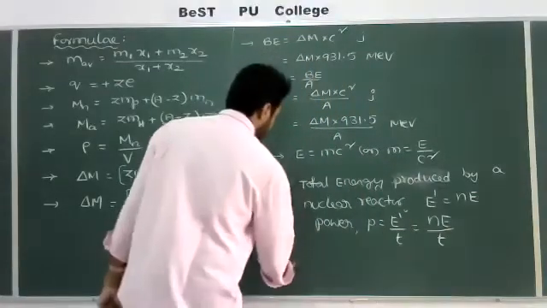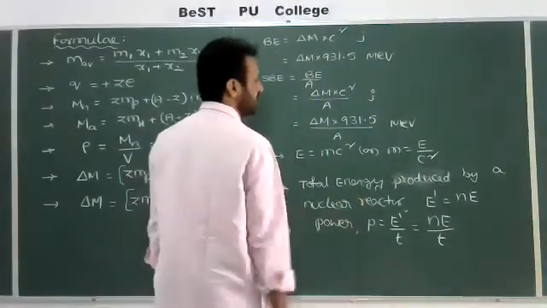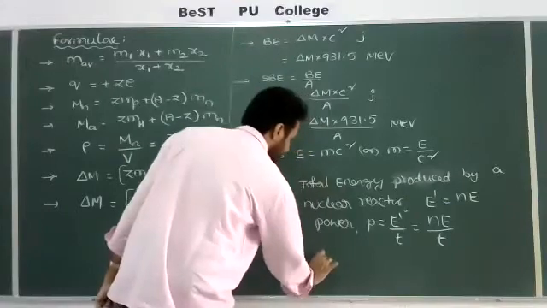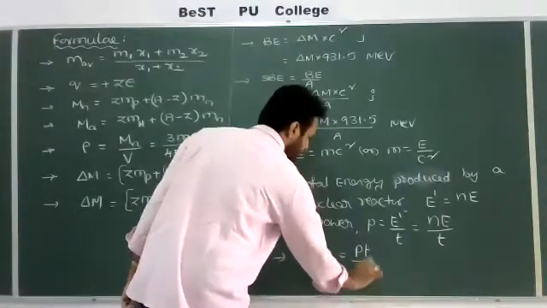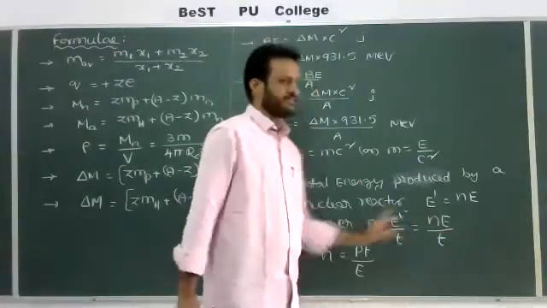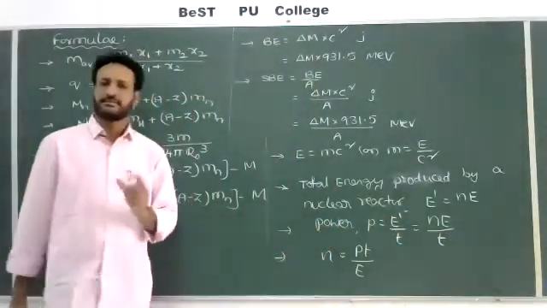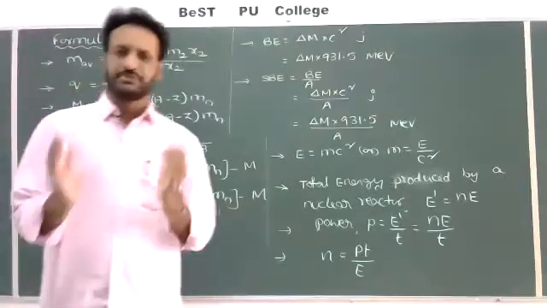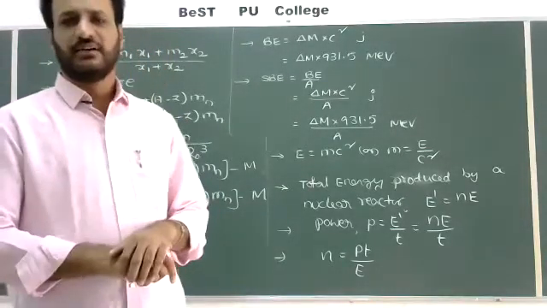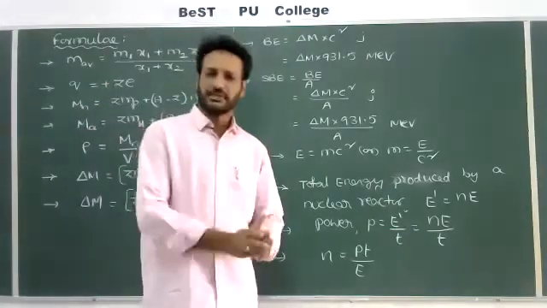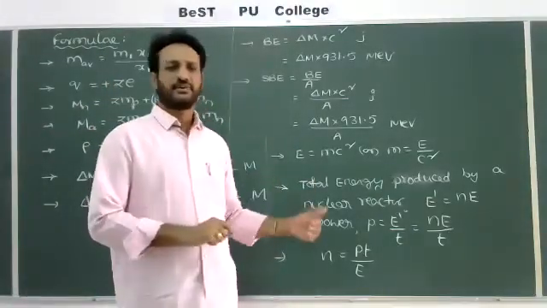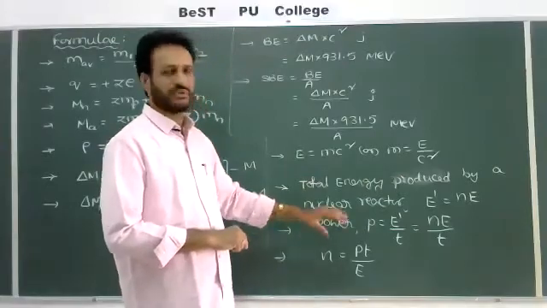From this, if you want to find how many fissions or how many atoms participated in the reaction, N is equal to PT by E. If you want to get this much power in a nuclear reactor, how many atoms should participate? If these many atoms participated, what is the mass of all the atoms? So this type of question will be asked sometimes.